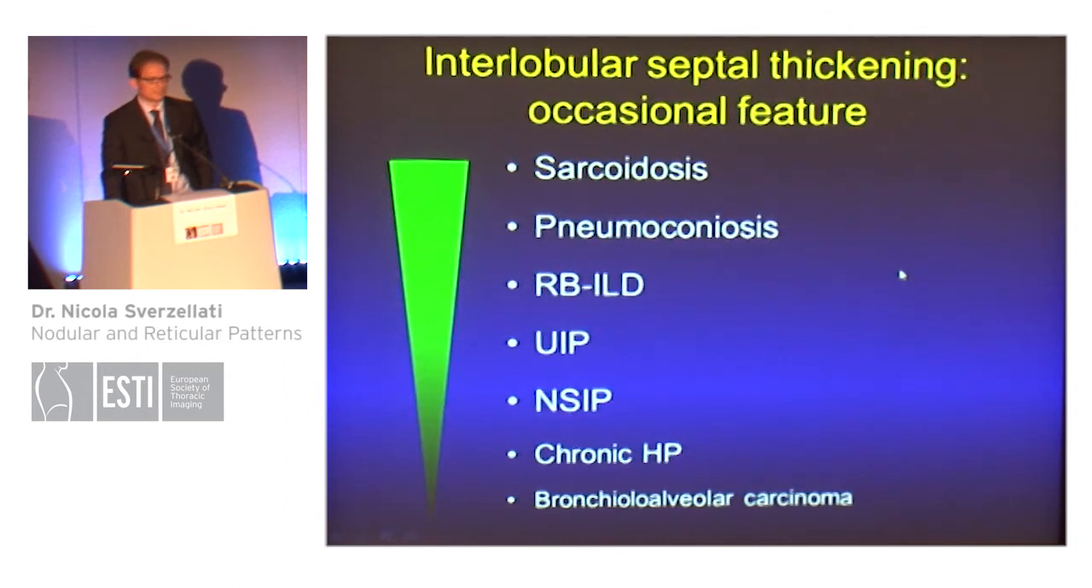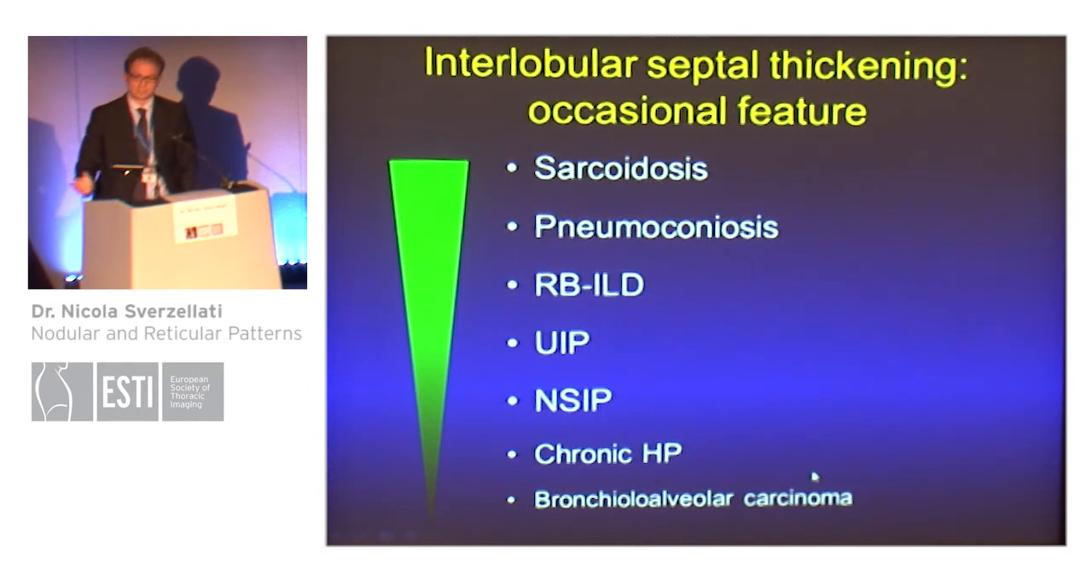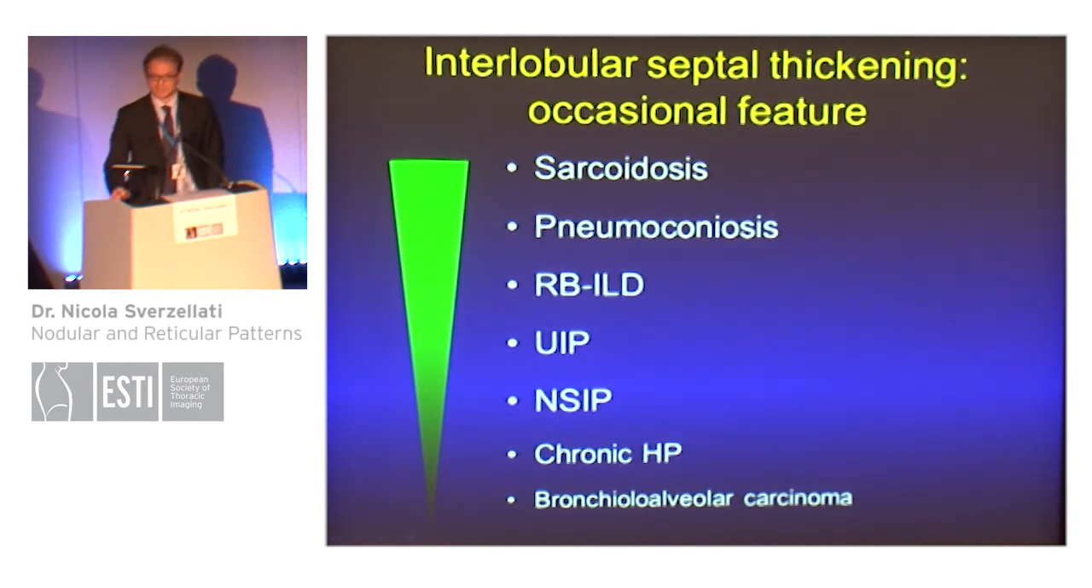So it can very often represent an occasional feature in several lung diseases, such as sarcoidosis, pneumoconiosis, more commonly in asbestosis, but also in idiopathic interstitial pneumonias, chronic HP, and bronchoalveolar carcinoma, or carcinoma in situ, as you prefer.